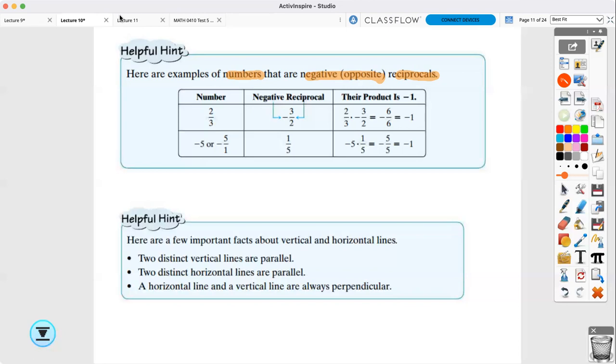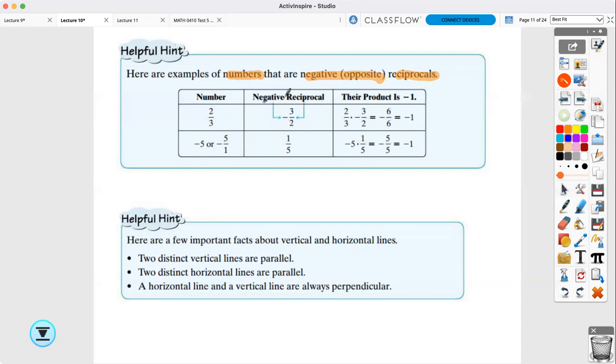All right, I'm gonna go ahead and talk over the first helpful hint. So here are some examples of numbers. The first number they give us is 2/3. So 2/3, the negative reciprocal. Since 2/3 was positive, the opposite of positive is negative. The reciprocal, remember, reciprocal means flip. So flip 2/3, it becomes 3/2.